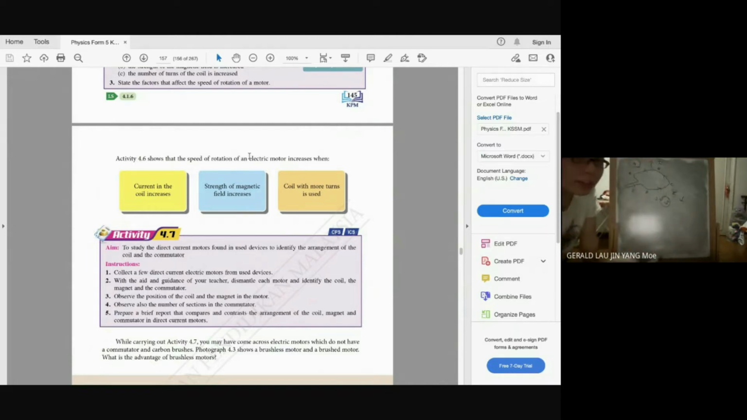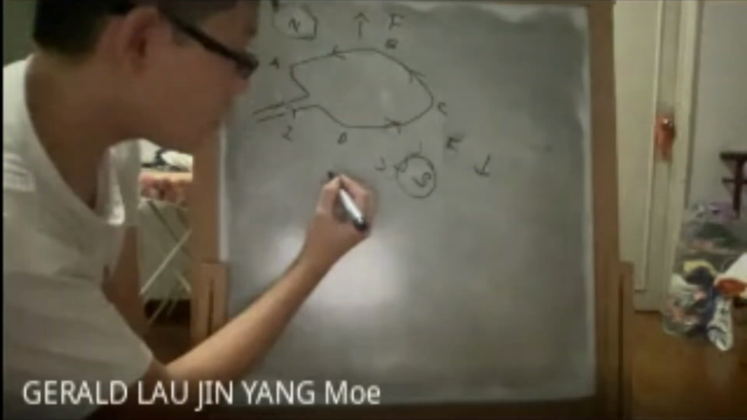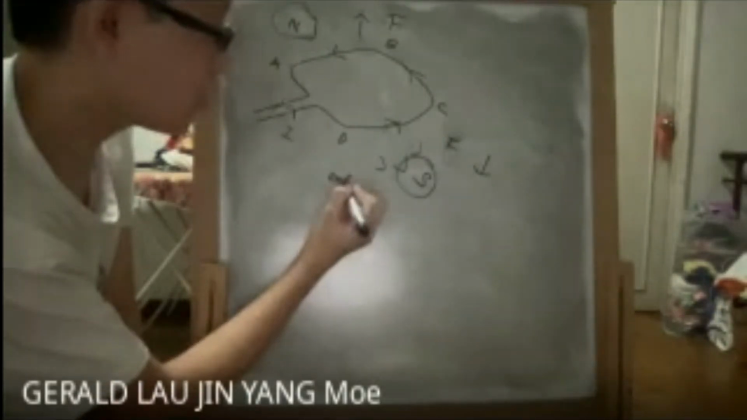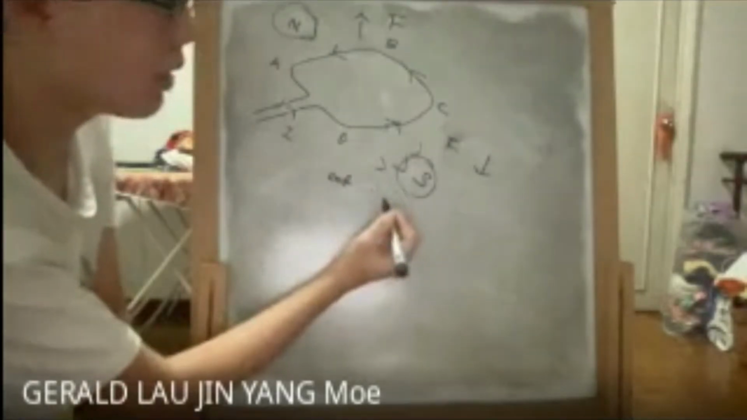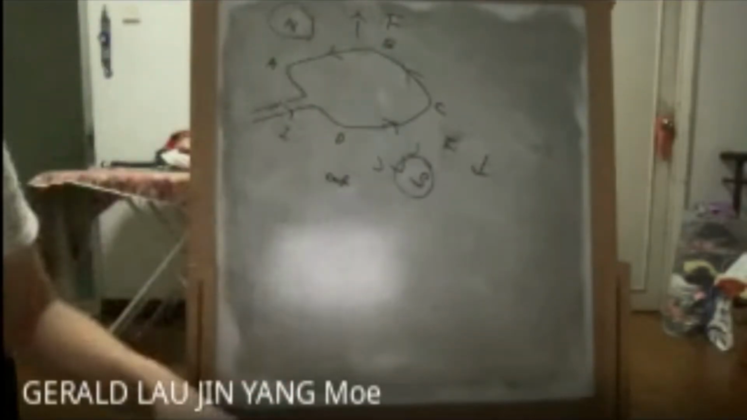Okay, so the current in the coil increases. Strength of the magnetic field increases. A coil with more turns is used. That means your coil will cut even more electromagnetic flux. When you cut more electromagnetic flux, remember this EMF, this electromagnetic flux is not the electromotive force. This is electromagnetic flux. Okay. So it will cut more electromagnetic flux if you use more coil.